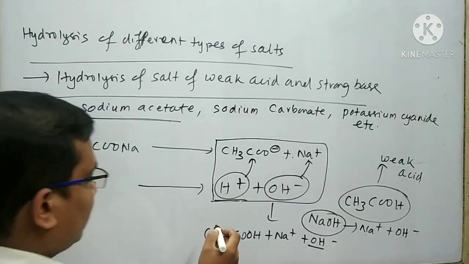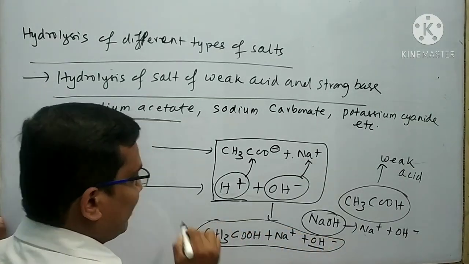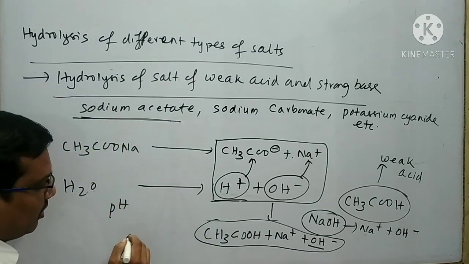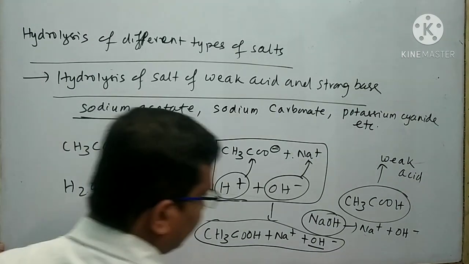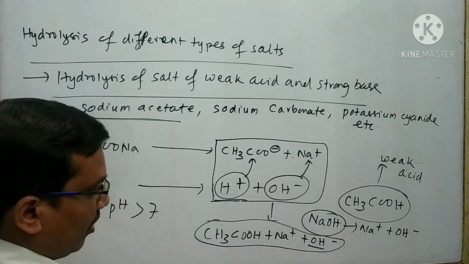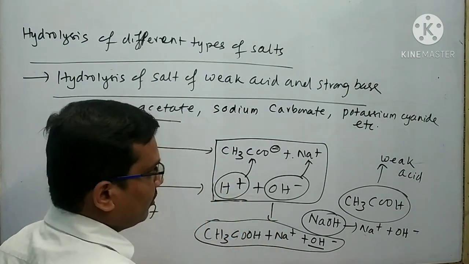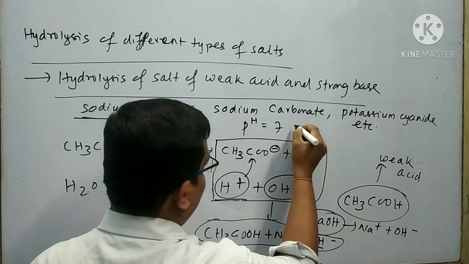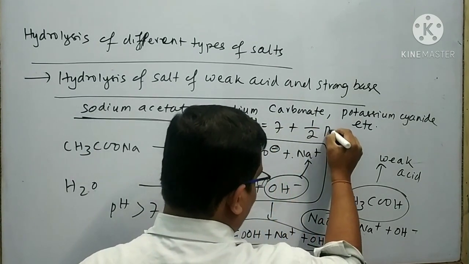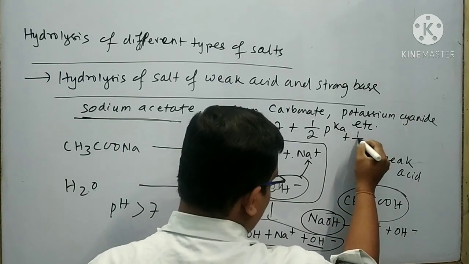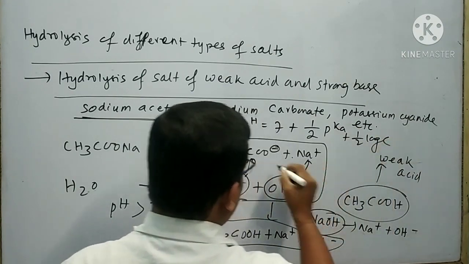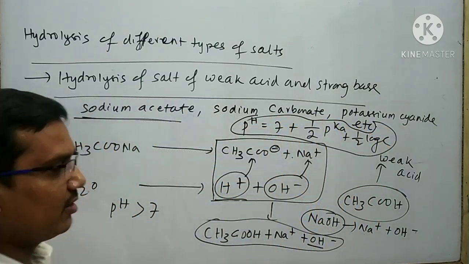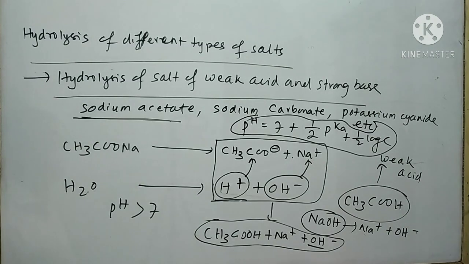As a result, such type of solution shows basic character, and the pH of this type of solution is always greater than 7. For the calculation of pH of such type of solution, we generally use a formula, that is pH equal to 7 plus 1 by 2 pKa plus 1 by 2 log C. This is the formula for the calculation of pH of such type of solution.